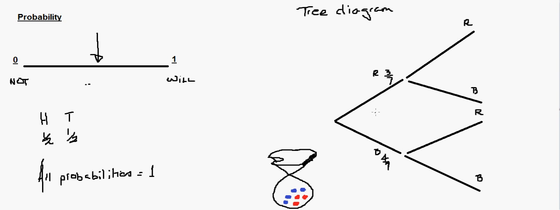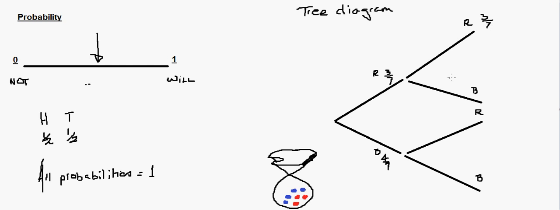Now, what's important is, do I replace these counters or not? Let's assume I replace them. So I take a counter, note its colour, and then replace it. If I've chosen a red counter, I just go along this line. Let's say I've chosen a red counter on the first go, and then I've replaced it. My probability of pulling a red counter again would still be the same because all the counters are back in the bag.